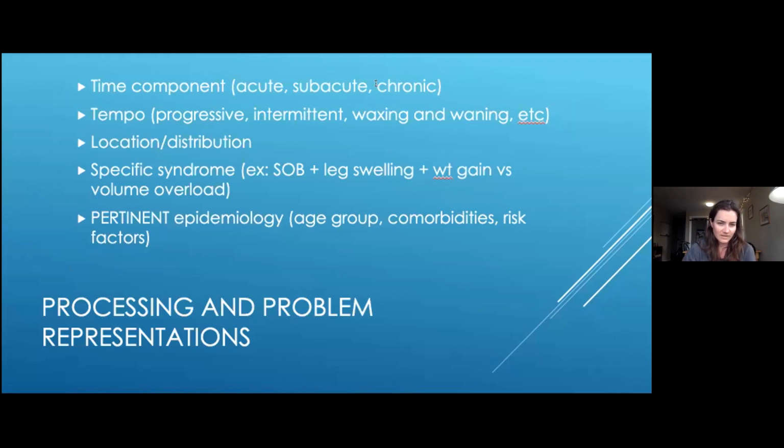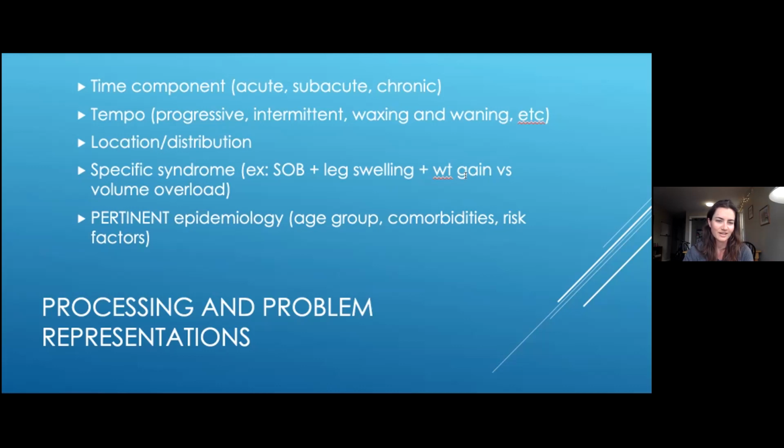So just to go through the things that we think belong in problem representations, there probably should be a time component, which is that acute, subacute, chronic structure that you guys are probably familiar with. Some sort of modifier on the temporality. So is it constant, or is it progressive, or is it intermittent? Some sort of location. Obviously, it's hard to know what's going on with somebody if you have no idea where it's happening.